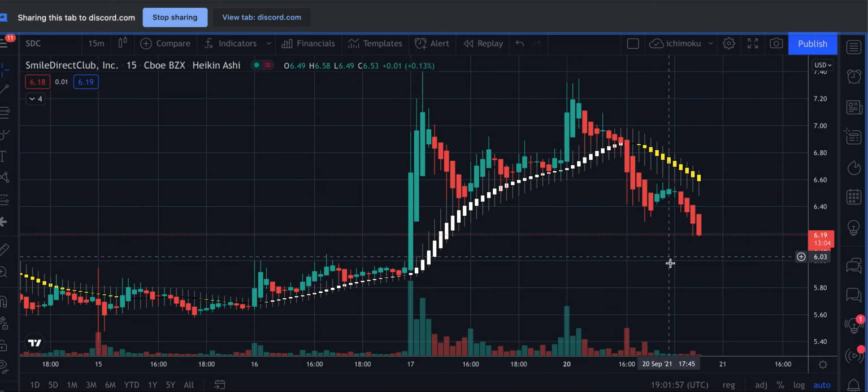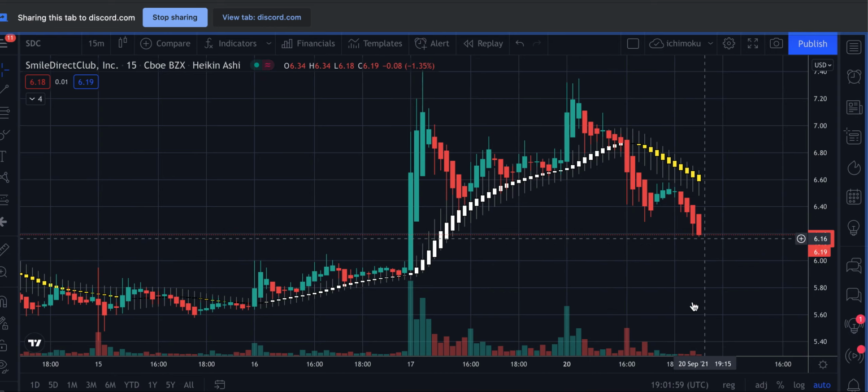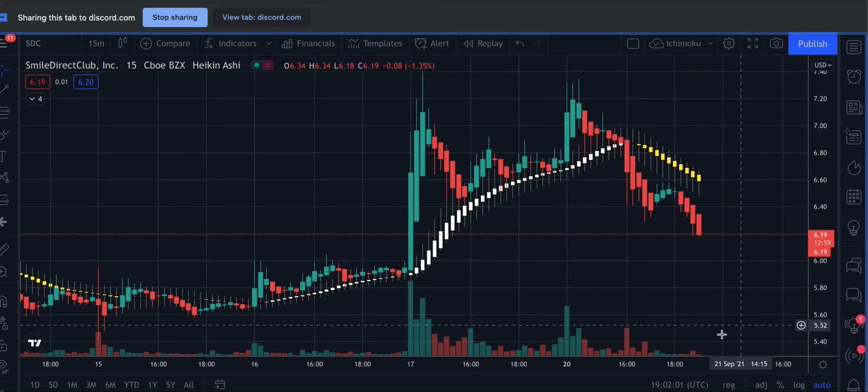So, anyways, the volume plays a big indication in this one. That's the only thing you really need. You don't need no 50 EMAs, 20.